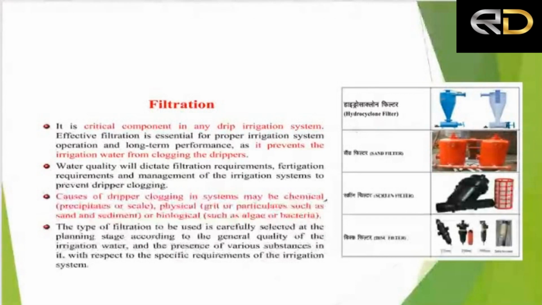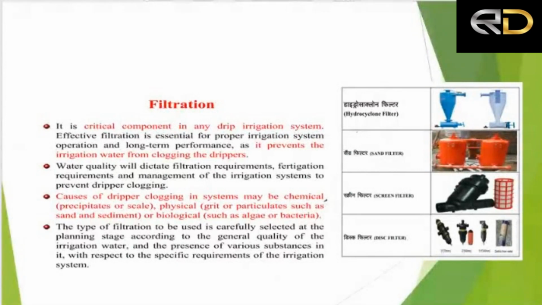So the type of filtration to be used is carefully selected at the planning stage according to the general quality of the irrigation water and the presence of various substances in it. So with respect to the specific requirement of the irrigation system, जैसा आपका irrigation system का requirement होगा उसी हिसाब से हमें filtration system भी लगाना पड़ता है.